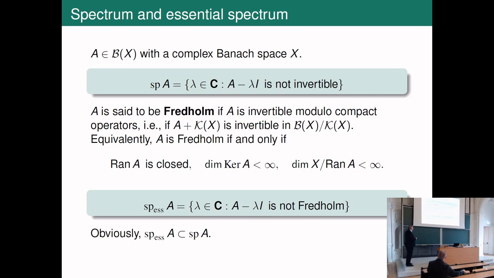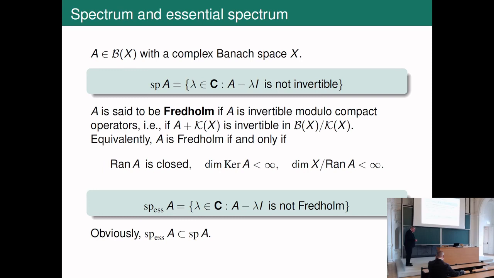And an operator is said to be Fredholm if it is invertible modulo compact operators. Equivalently, if this coset is invertible in this quotient algebra. Equivalently, and this is now not trivial, an operator is Fredholm if and only if the image space is closed, if the kernel has a finite dimension, and the co-kernel, this quotient space, also has a finite dimension.